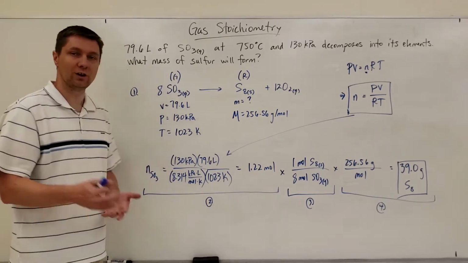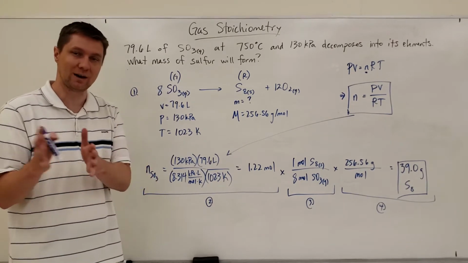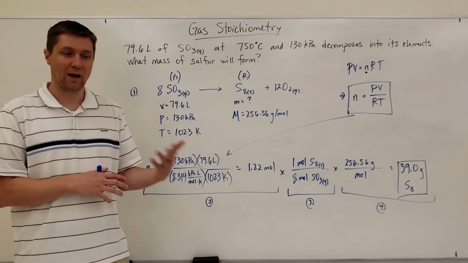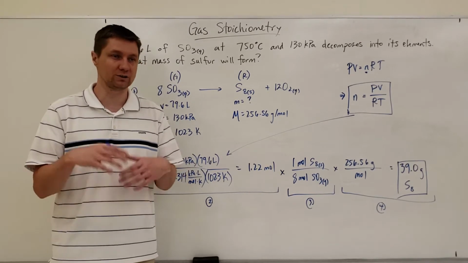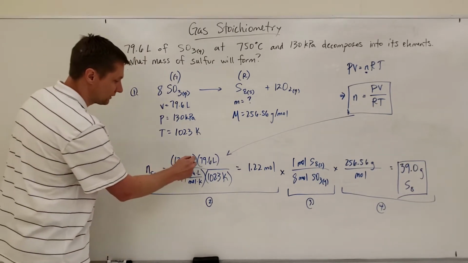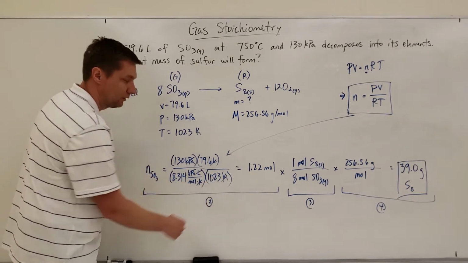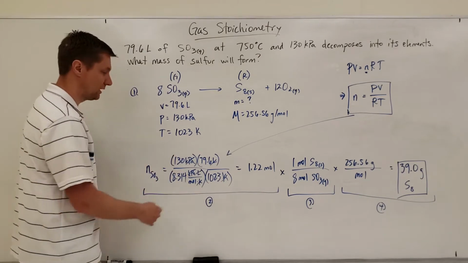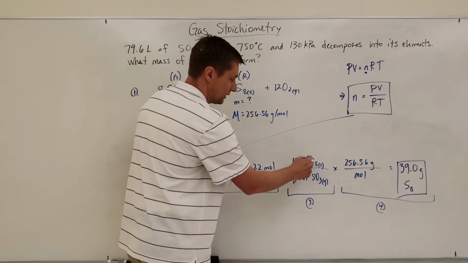One thing I want to make sure that you're doing on a regular basis is that you are analyzing your units to make sure that your units cancel out the way that they should. If you're getting grams on the bottom of the fraction, and that's the way you've analyzed your units, you've done something wrong there. You've put numbers in the wrong places or units in the wrong places. You've got to go back and find the error. So if I take a look at this, I've got kilopascals on the top and the bottom, liters on the top and the bottom, Kelvin on the top of the bottom and the bottom of the bottom, which allow them to cancel, and I'm left with moles here. So I've got moles, and then these moles cancel out.